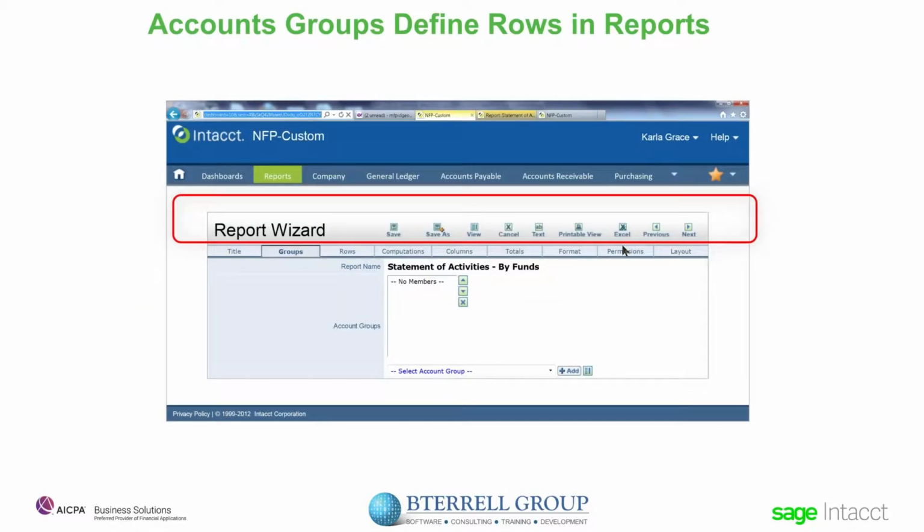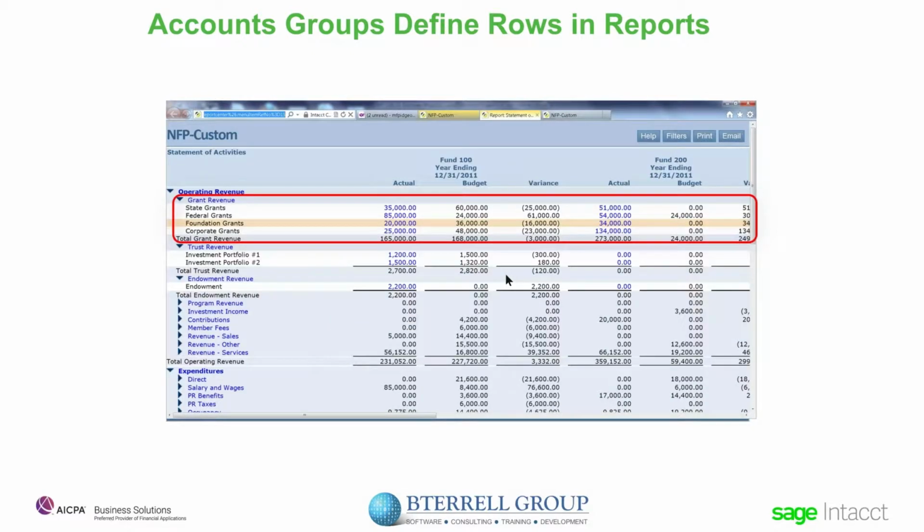The other thing that we mentioned earlier was the idea of an account group. Account groups for most financial reports are the basis for the rows that you will see, and they are determined first before we ever build the report, and then selected as the report is built. So for instance, in this case, maybe I'm selecting grant revenue or operating revenue, and it incorporates all of the GL accounts that are related to grant revenue.